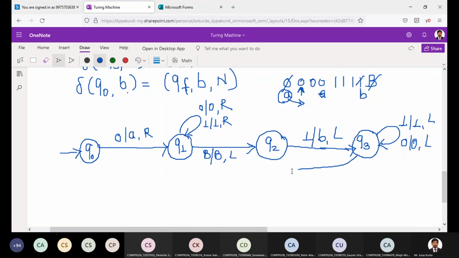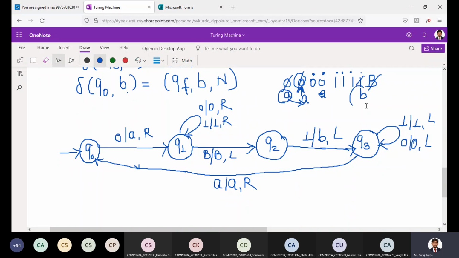So this is the transition. What will it be? A is input, keep A as it is, go to the right. On the right, what will it read again? 0. So for this 0, replace with A. This is the transition, go to the right. Now on the right, it may read 0 or 1, whatever it may read. It has to keep that symbol as it is, go to the right until it reads B. So this is the transition: B, replace with B, go to the left.